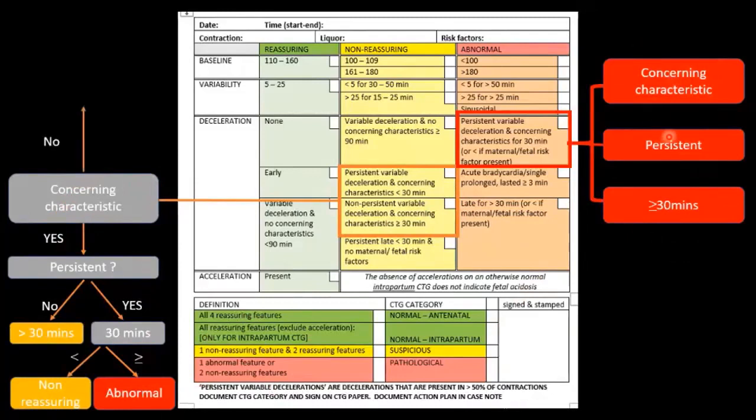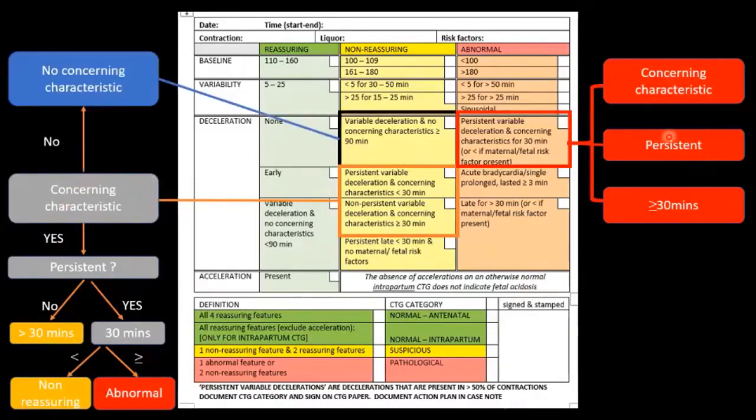All right. So next, if you did not see any concerning characteristic, then you ask yourself, is it more than 90 minutes? If it is less than 90 minutes, it is still considered reassuring. But if it is more than 90 minutes, then it is considered non-reassuring. So this is variable deceleration without concerning characteristic, all right? So it is supposed to be under non-reassuring.